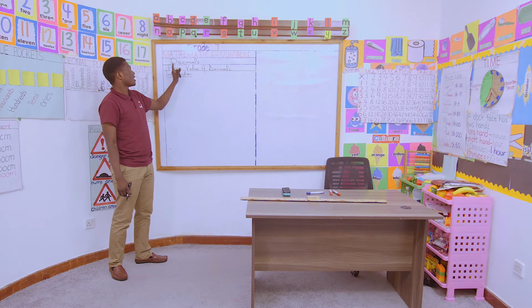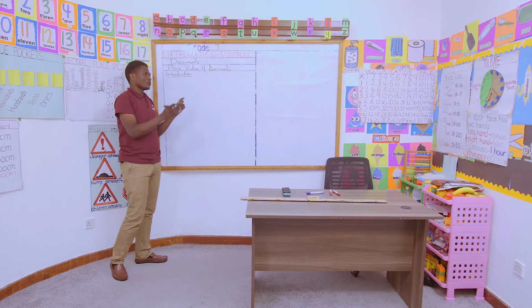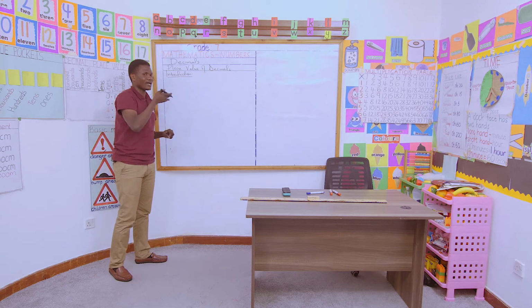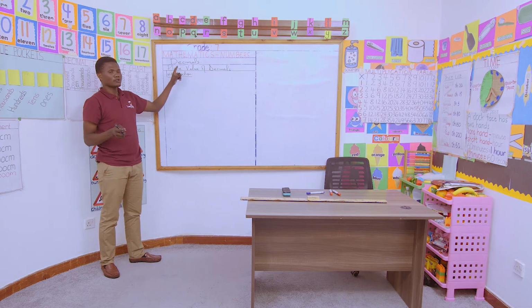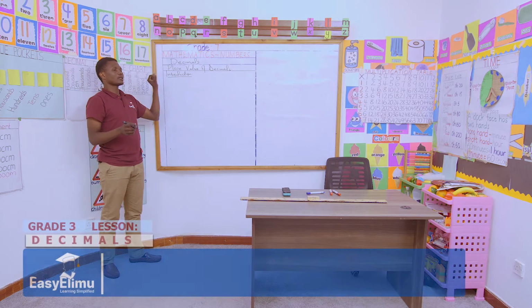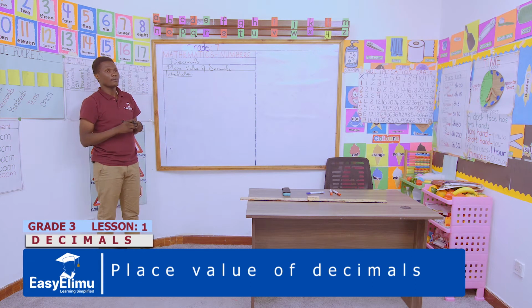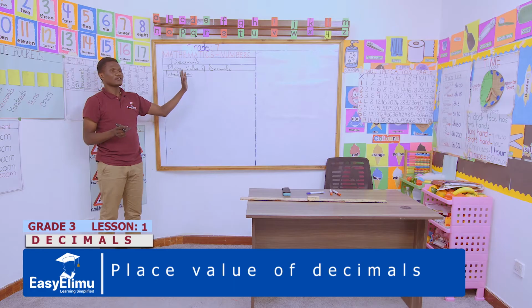It's only that when writing the mixed number, we retain the whole number part, then the fractional part we write as a numerator and the denominator separated by a slash. But in decimals, the whole number part is written on the left-hand side, then we put a dot in between, then we write the fractional part of that number. And the dot is what we call the decimal point. Then the numbers after the decimal point are what we call the decimal places.